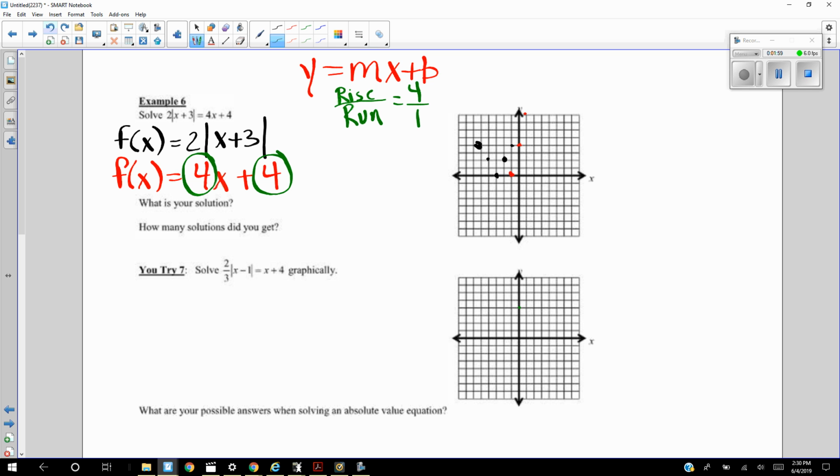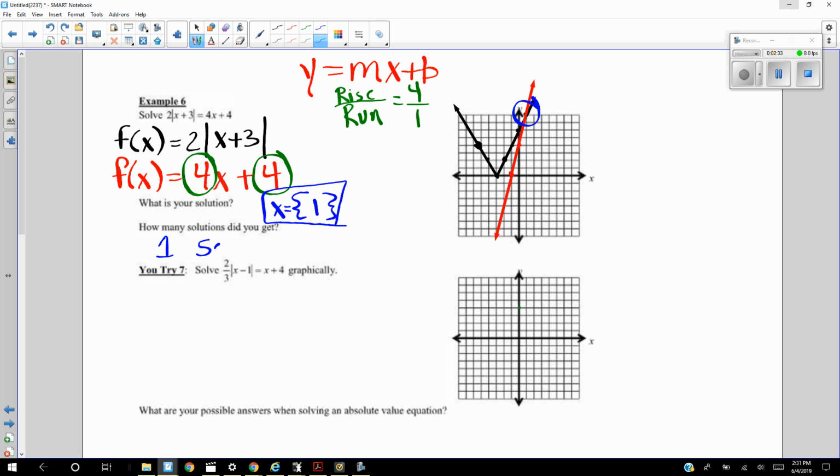but what we've got to do with our absolute value graph is we didn't plot enough points. So we need to plot a few more points on this side of the V, and then you can see where they're going to intersect. And here, we just got one intersection point. So our one solution is at x equals 1. And obviously that's just one solution.